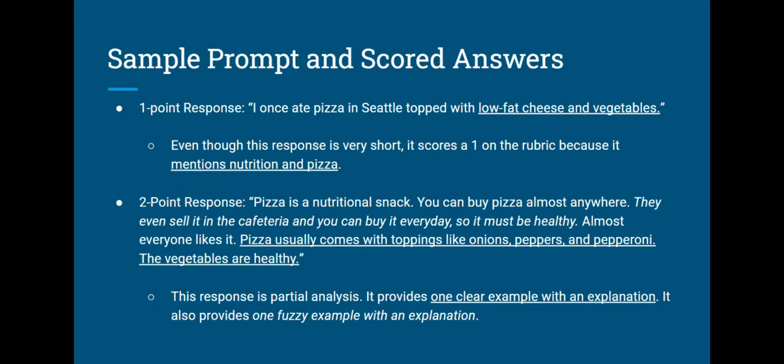Pizza usually comes with toppings like onions, peppers, and pepperoni. The vegetables are healthy. That's our example and our explanation. Very clear. By giving, hey, it's got vegetables on it. The vegetables are healthy. That's one very clear example and explanation.